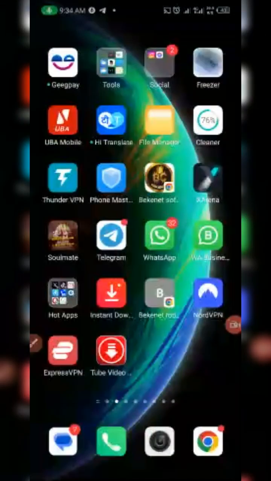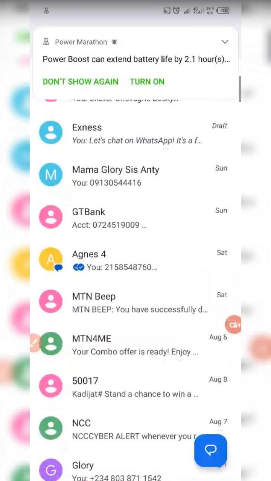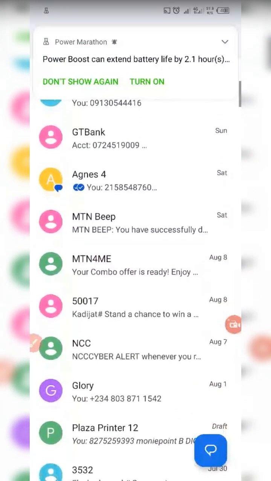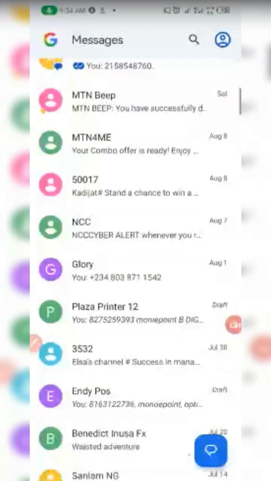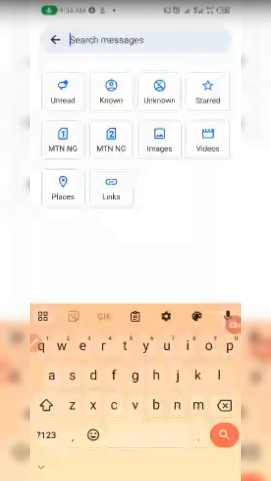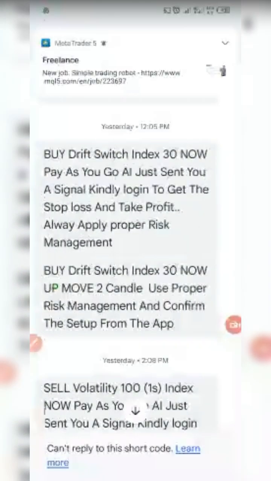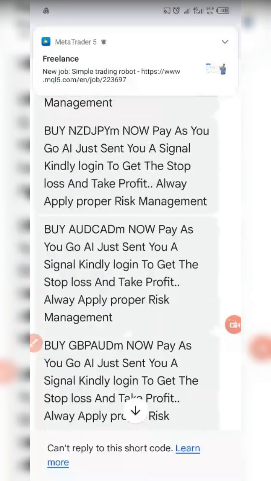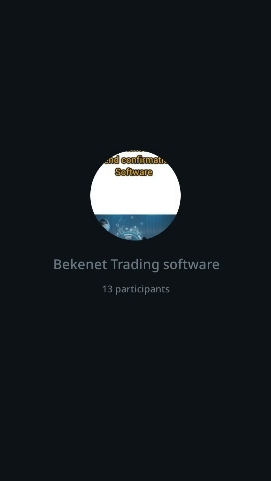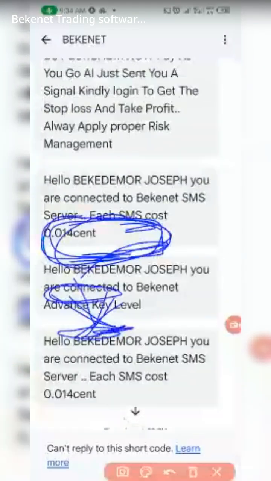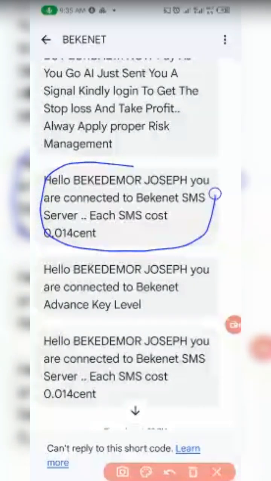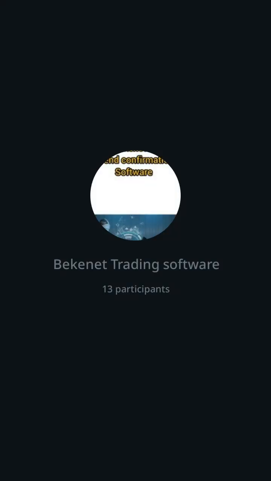Let me show you my own SMS. Look at it. You see all these SMS that are coming to my phone. They charge me 20 naira per SMS. It's written plain here: Hello, you are connected to Bekenet SMS server. Each SMS costs 0.14 cents. Do you understand? That's what all the SMS cost.